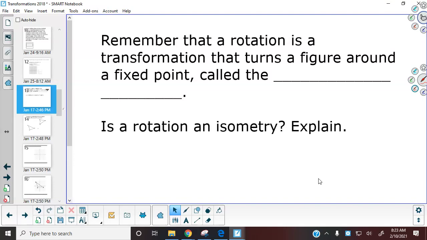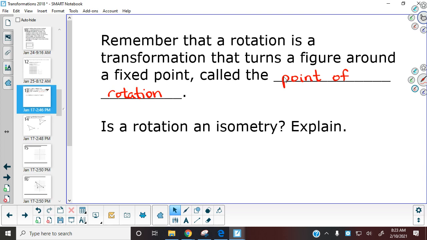Today, the lesson is going to be about rotations. We have already done a section on reflections. We've already done a section on translations. A rotation is a transformation that turns a figure around a fixed point. That point is called your, again, math people are not creative, point of rotation.